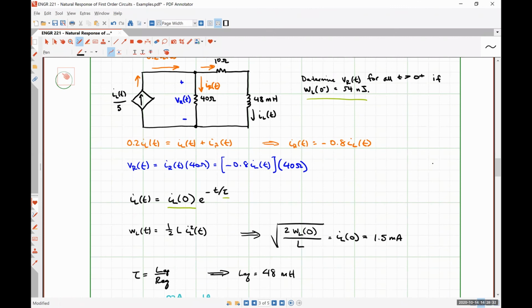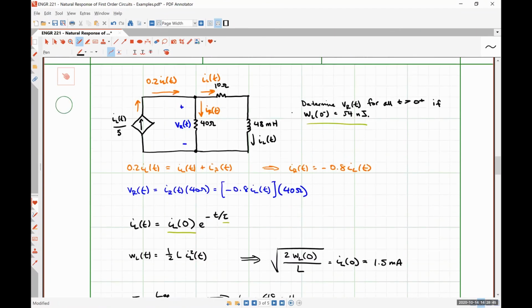So yes, that would absolutely matter. I made the assumption that IL was positive while flowing down, but if we had instead said that it was negative, then that would have changed our equations around slightly. When we applied KCL here, for instance, IR would have been positive 1.2 instead of negative 0.8.